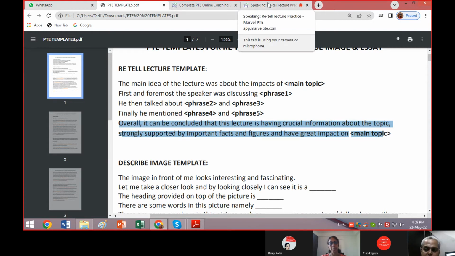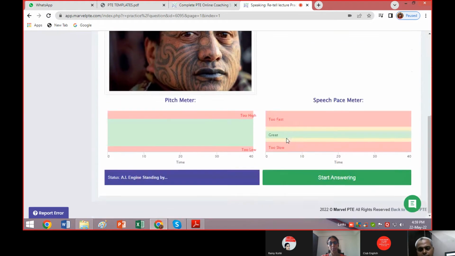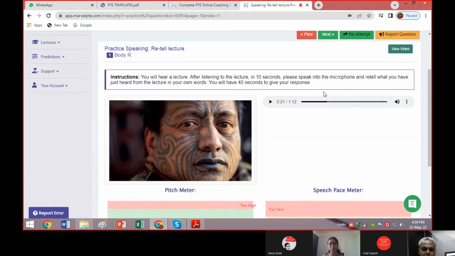So it is like that. So this is how you'll be recording. You'll start recording it, answer, and then you'll see that. Now, one thing you need to understand: while doing retell lecture, you should have a copy and pencil, because you are going to note all the crucial information.